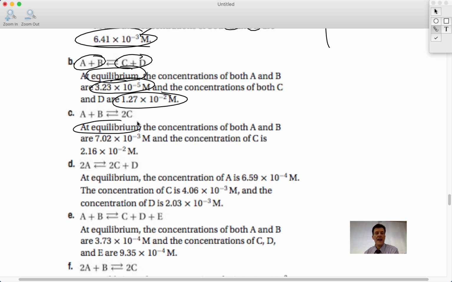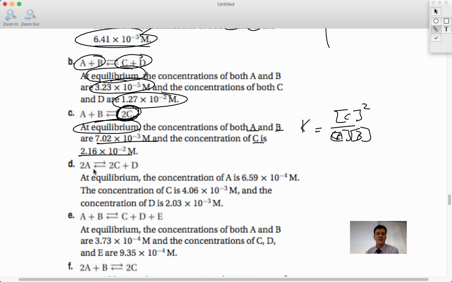C as well, at equilibrium. A and B are given to you. C is given to you. Just be aware that there's a coefficient on C. So that concentration for C is going to be squared, and that is in your numerator. It is going to be the concentration of C squared over the concentration of A and B. And that is going to be your K value.